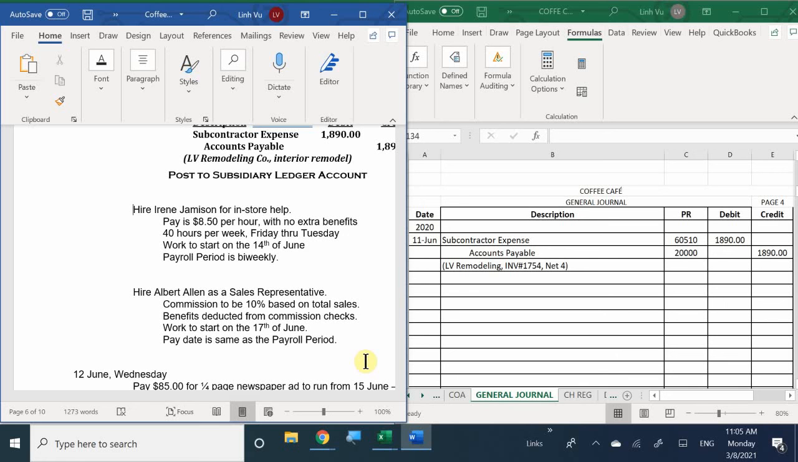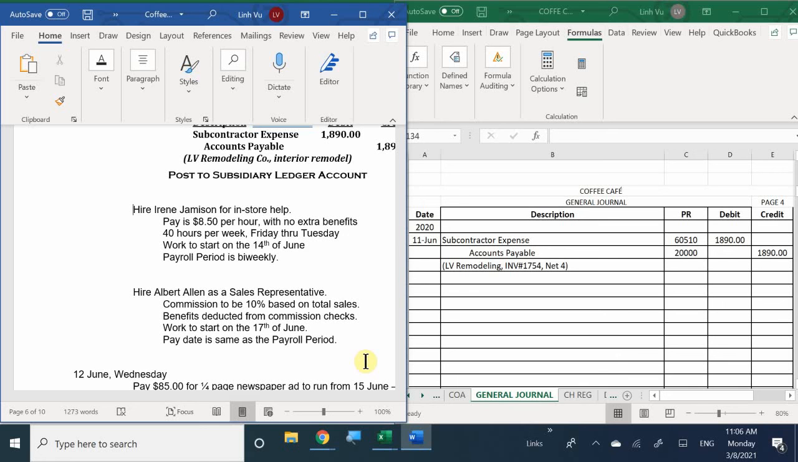So with that being said, that means I said, hey, you know what, Albert, I'll let you pocket 10% of every sales that you make, total sales. All right. And then, of course, no benefits are going to be deducted from commissions checks. But in this case, I do not offer any benefits because he's a 1099 worker. Okay? And then we're going to have him start work on the 17th of June, which is the day that we open.